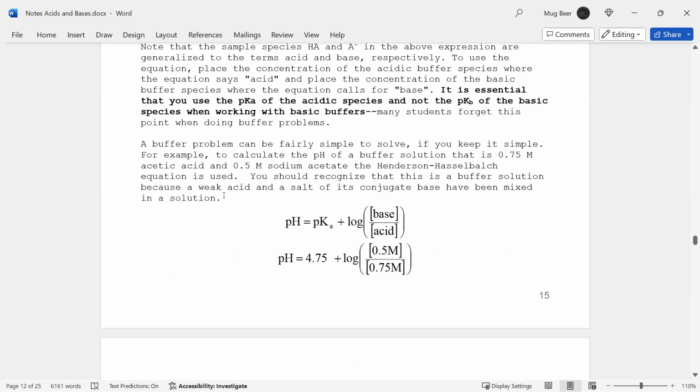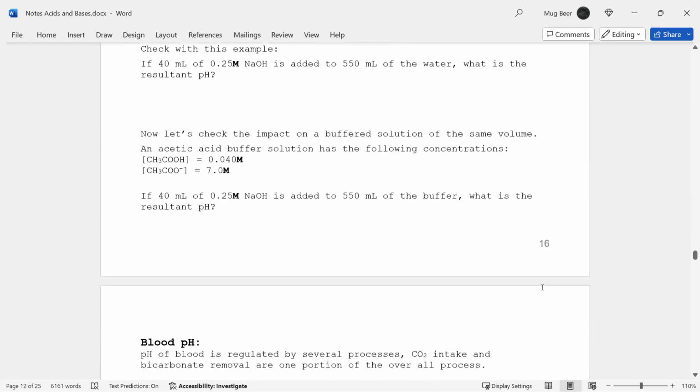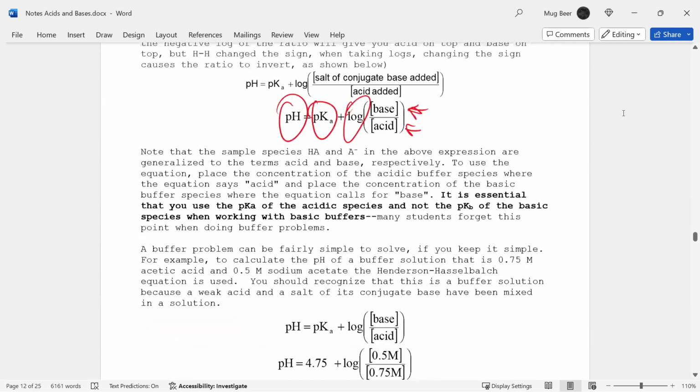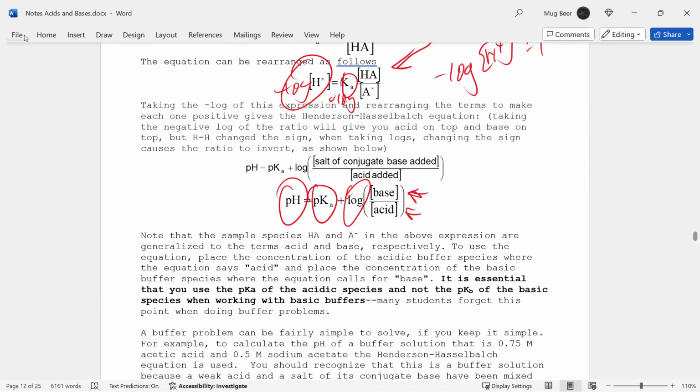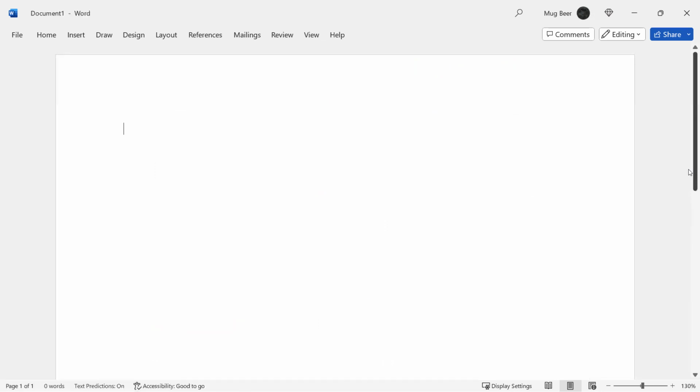Okay, so here's an example of one of these problems. And so what we have is we're going to make a buffer. And so, pull something up here. So I'm going to make an easy one. So this is sodium fluoride and hydrofluoric acid.